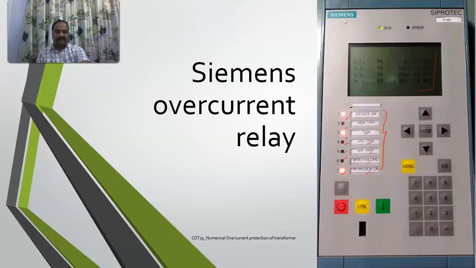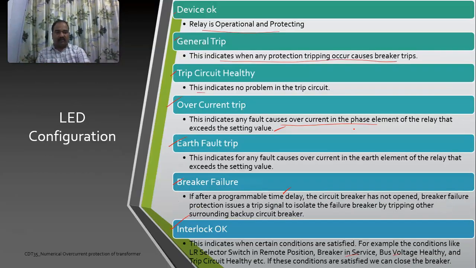Now, in the previous case, I'll show you that see 1, 3, and 7. These are lit. What does this indicate? Which means that the device is okay, and the trip circuit is healthy, and the interlock is also okay. So these 3 are basic LEDs which will be lit all the time. And the remaining things, if the 4th LED is lit, then it means that overcurrent is happening. And if the 5th one is lit, it indicates that there is an earth fault. And if the 6th one is lit, then there is a breaker failure. Understood? So based upon these things, we can identify what is happening in your circuits.